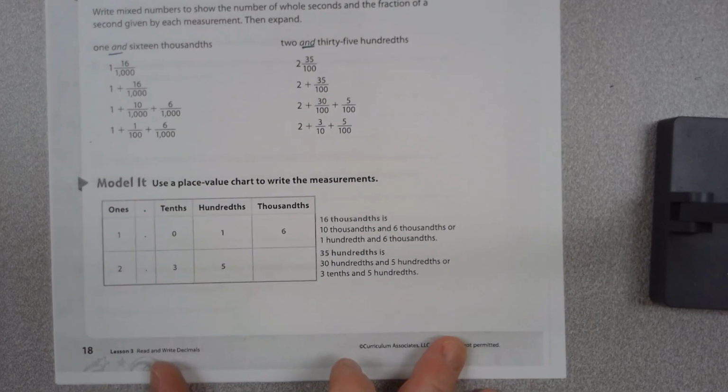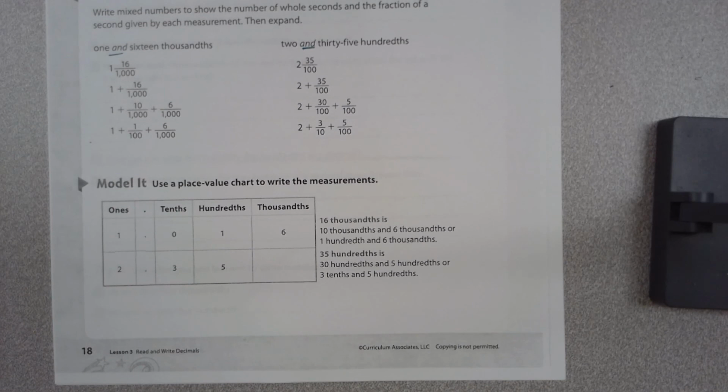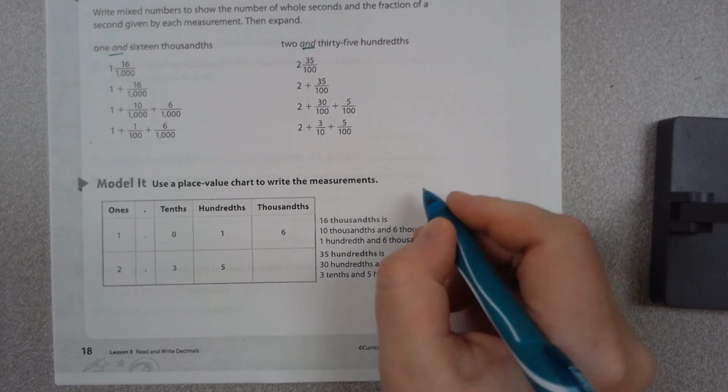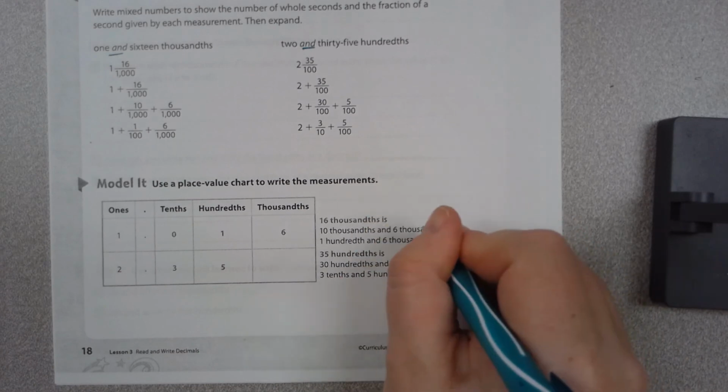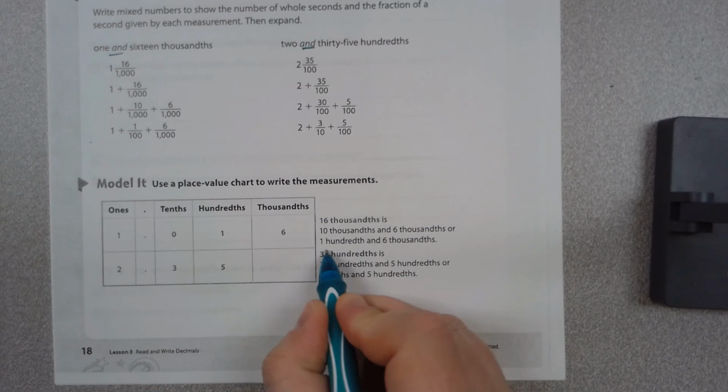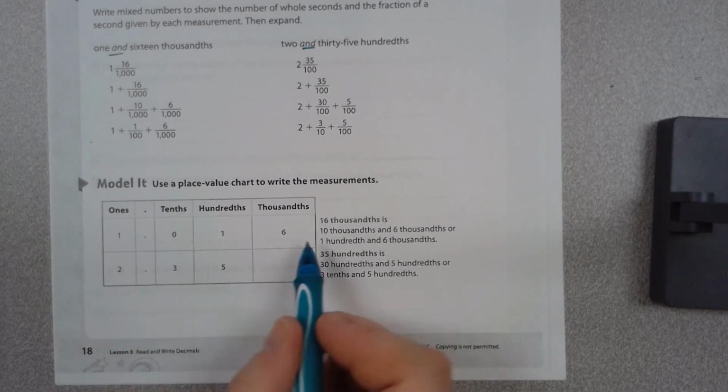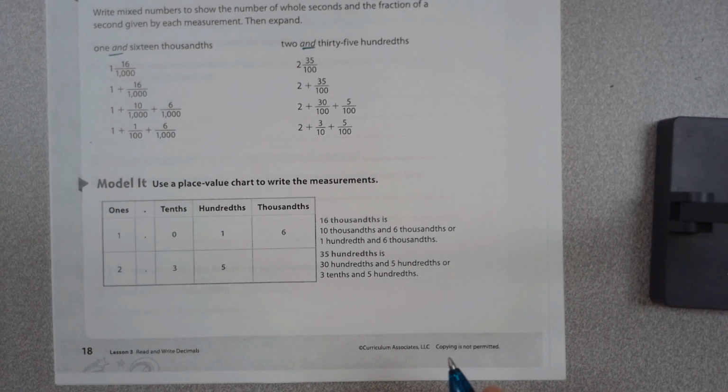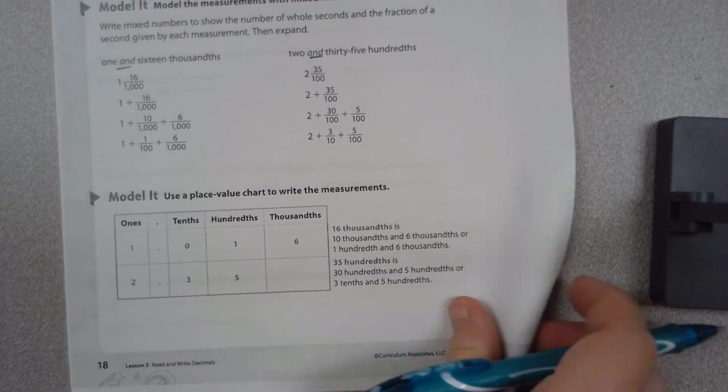Right here, place value chart. The place value chart says 16 thousandths is 10 thousandths and 6 thousandths, or 100ths and 6 thousandths. Basically, they're saying, how could we add these numbers together? Or how can these be said? So 16 thousandths can be broken into 10 and 6, because 10 and 6 equals 16. 100ths, because that's what it is, and 6 thousandths. Same thing with the other one.